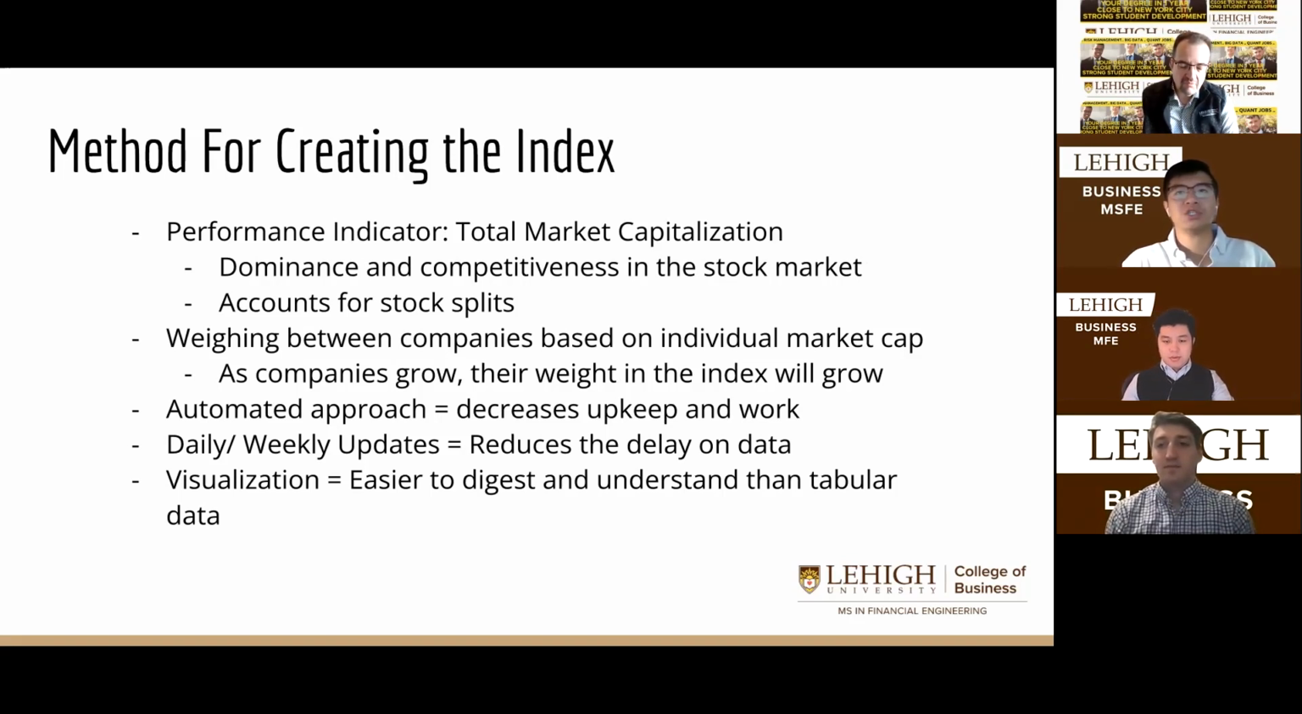Just like Professor Zoro mentioned, a lot of Ivy League schools are trying to create their own index. However, most of them are tabular data, not automated or updated, and generally they do not have very good visualization. So it's very difficult to get insights into how the state or the market is doing. We aim to create our index to be automated, which decreases the upkeep and work and provides information perpetually. We are also using daily and weekly updates to reduce the delay on data, and making the visualizations more user-friendly and easier to digest than typical tabular data.